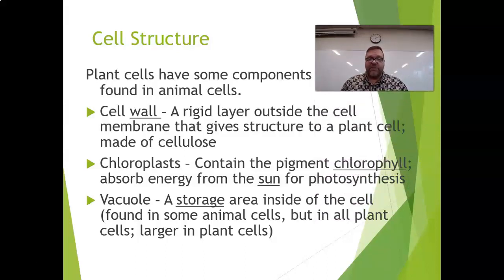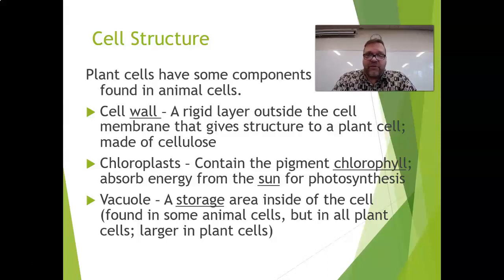Chloroplasts contain the pigment chlorophyll, and that's what gives plants their green color. It absorbs energy from the sun for photosynthesis. We're going to be talking a little bit more about photosynthesis, but just know that chloroplasts do not exist inside animal cells. Animals cannot make their own energy from the sun. Only plants can do this. And so chloroplasts contain chlorophyll for the process of photosynthesis.